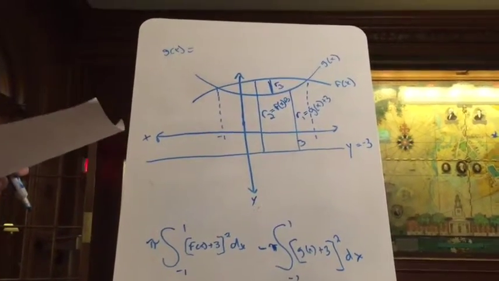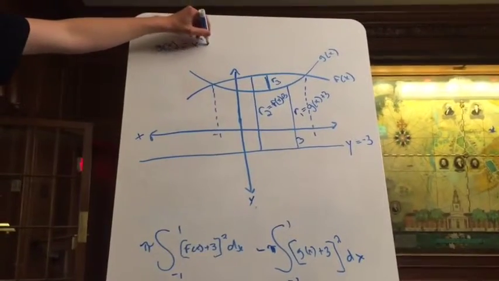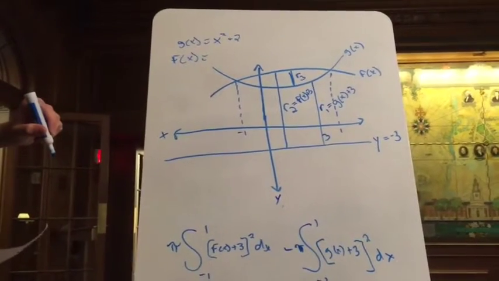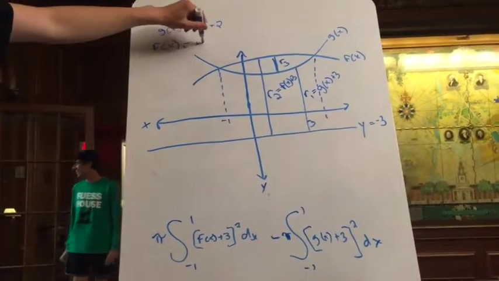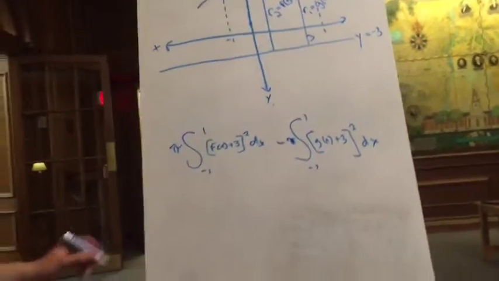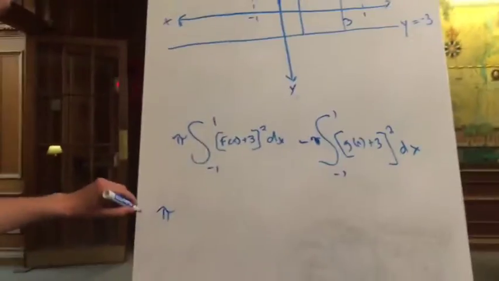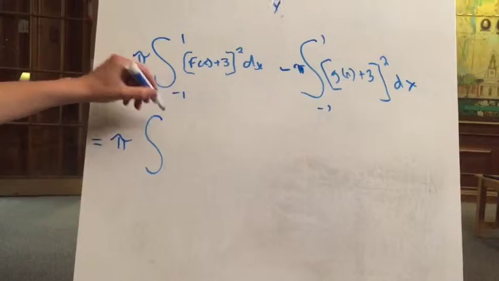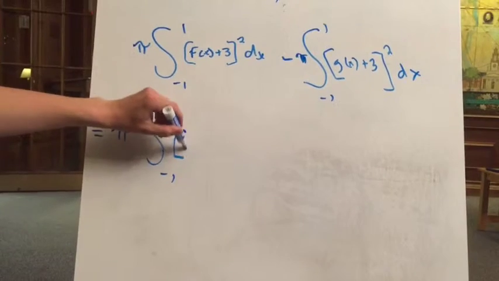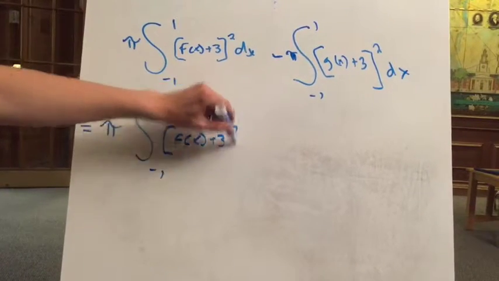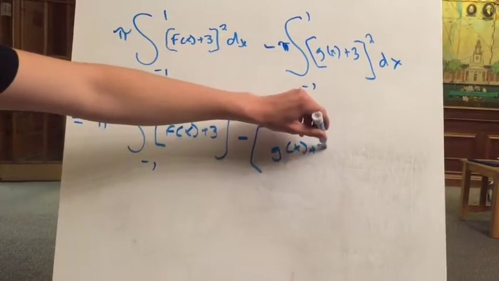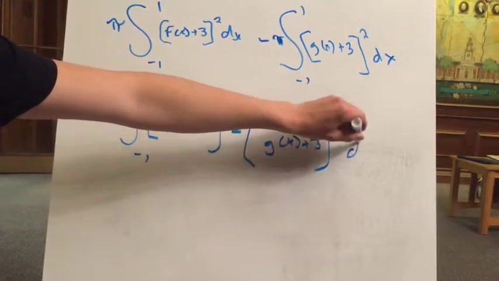So if we say that it's given that g of x equals x squared plus 2, and f of x equals 4 minus x squared, we can solve out this integral. So if we first simplify it, we say that this is all equivalent to pi times the integral between 1 and -1 of f of x plus 3 squared minus g of x plus 3 squared dx.